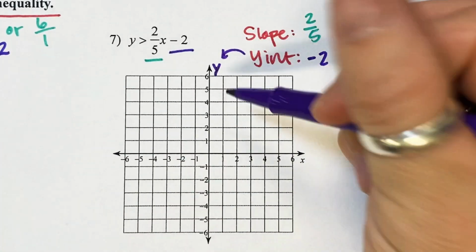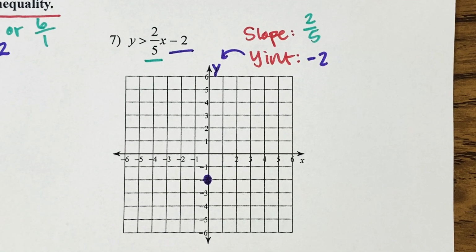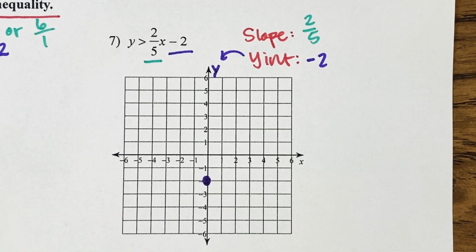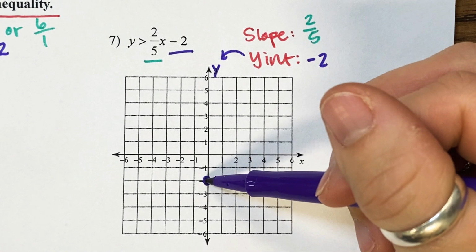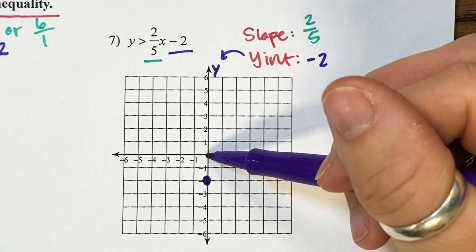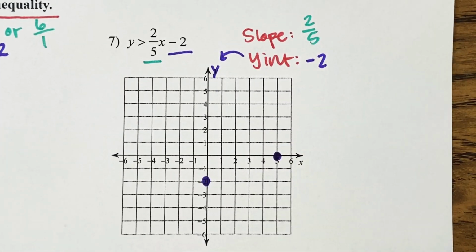I find negative 2 on my y-axis. Put my first point there. Okay, now I'm going to use my slope, which is rise 2 and run 5. So from our starting point, let's go up 2, 1, 2, and then we are going to run 5. 1, 2, 3, 4, and 5.